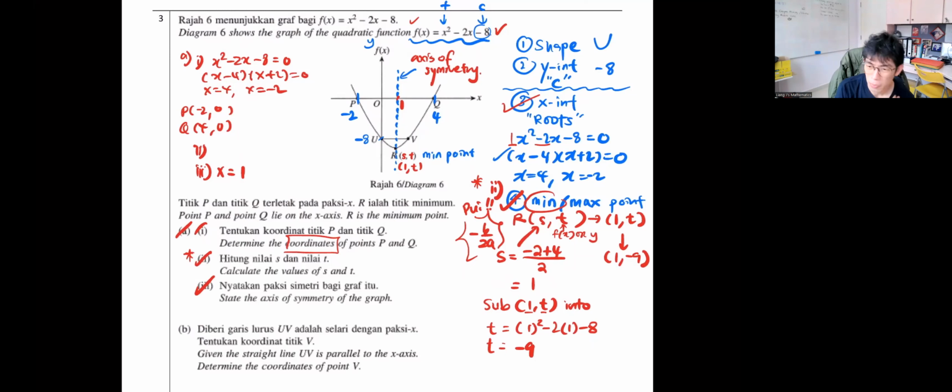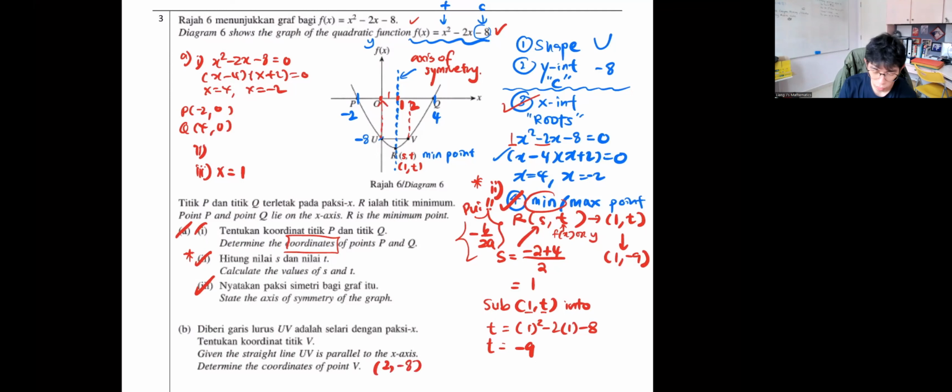Okay, now we're going to write the answer. Hey, everybody. You see, this one is 0 to 1 unit. You see or not? So the answer is 2, -8. 2, -8. Okay, can?